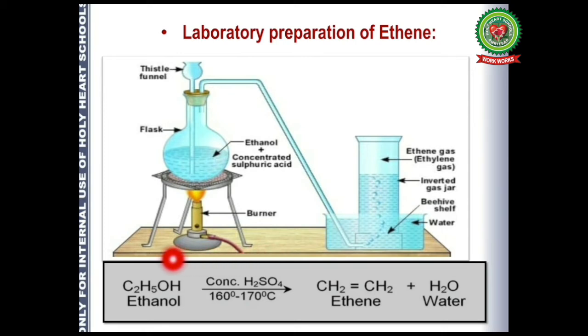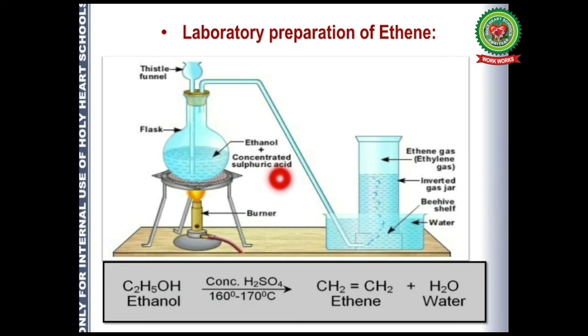So what is it? Ethanol, when treated with concentrated H2SO4. Concentrated H2SO4 acts here as a dehydrating agent, that means an agent that removes water from the compound. So from this ethanol, water is being removed and what is left behind is CH2=CH2, that is ethene. Now instead of concentrated sulfuric acid, we can also use aluminium oxide as the catalyst.